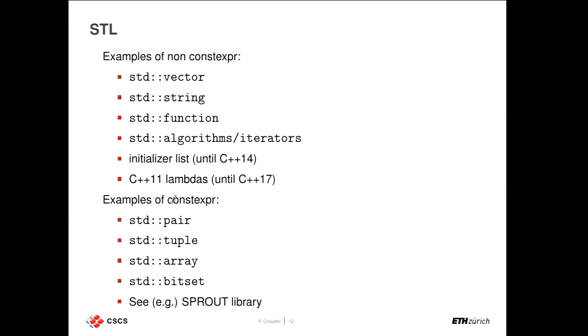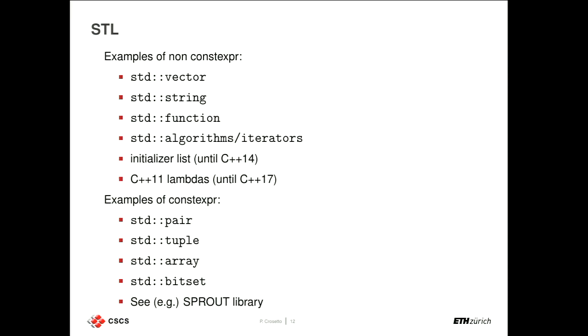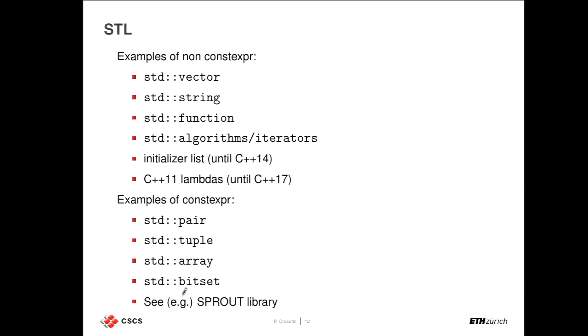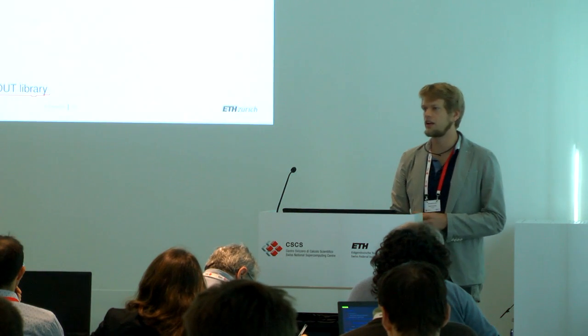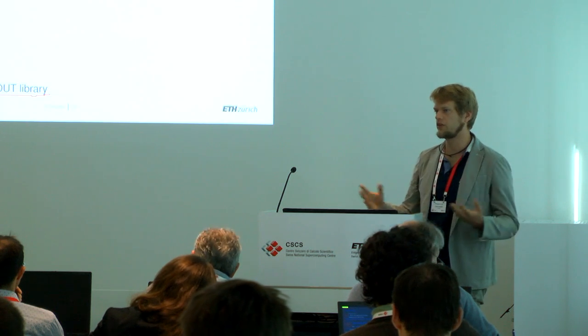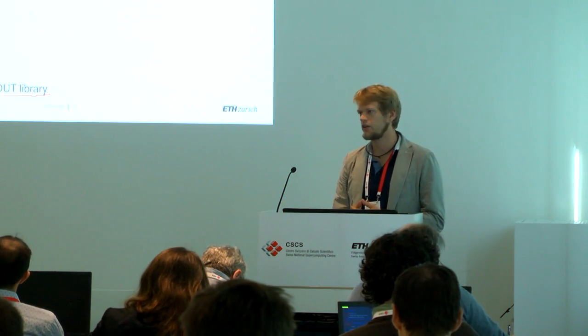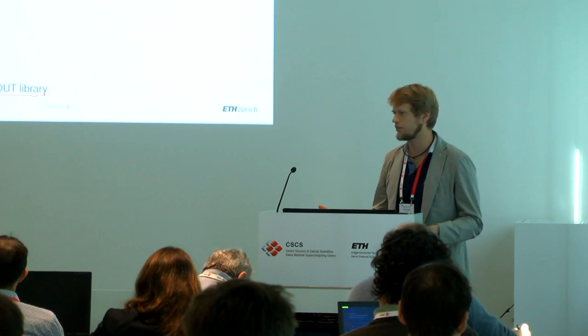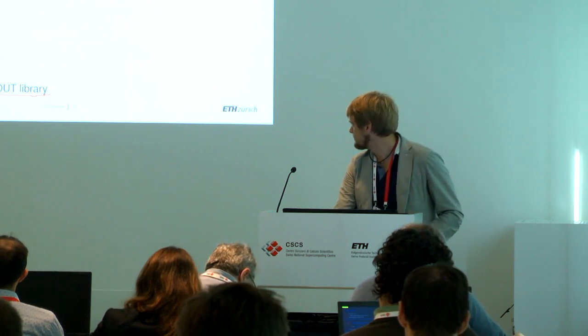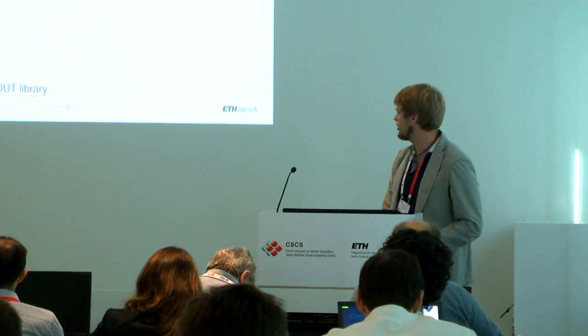What is already constexpr constructible in the standard library is std::pair, std::tuple, as we have seen, then std::array. There are a lot of people implementing crazy stuff with constexpr. For example, the Sprout library is practically implementing the STL algorithms as constant expressions. It works so that you can traverse with iterators and find and use algorithms at compile time. And there are several libraries in this spirit.